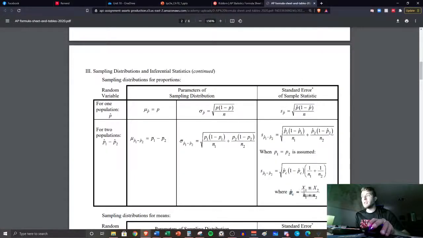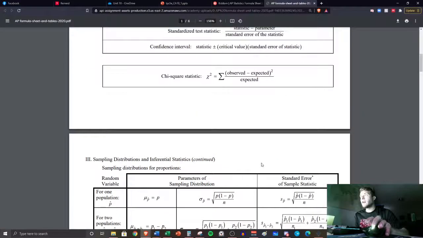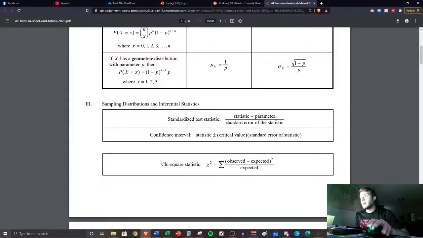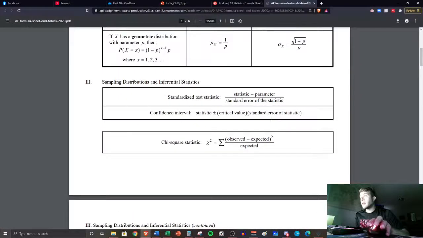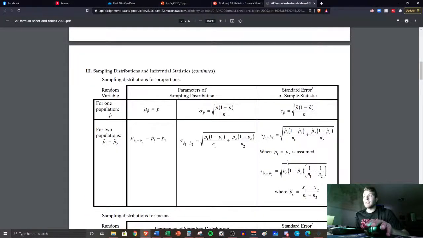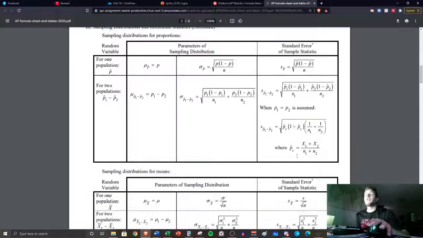So on our formula sheet, we see this right here. So we're going to be using this formula to get this critical value. That's what we're going to need. Our test statistic, which is here, is still the same. Okay, it's statistic minus parameter over the standard error. And the statistic is going to be this right here. Okay, then we have the parameter. Well, the parameter is 0, right? That's what we're trying to show, that it's 0 is our null hypothesis. Okay, that's what's going to go on top.